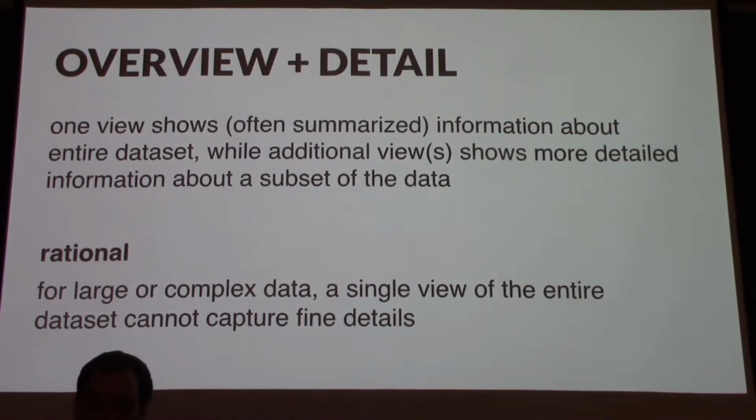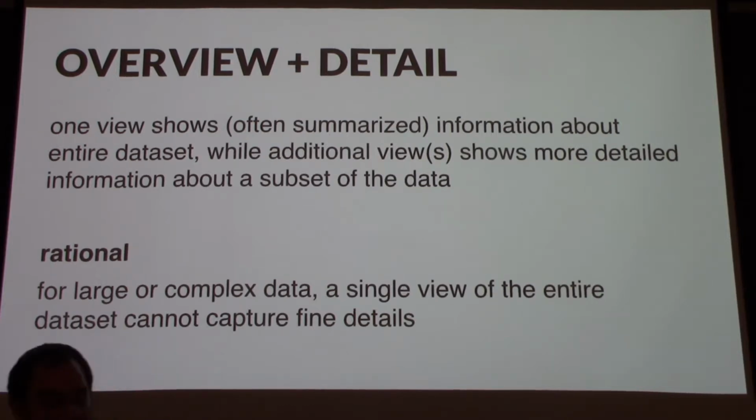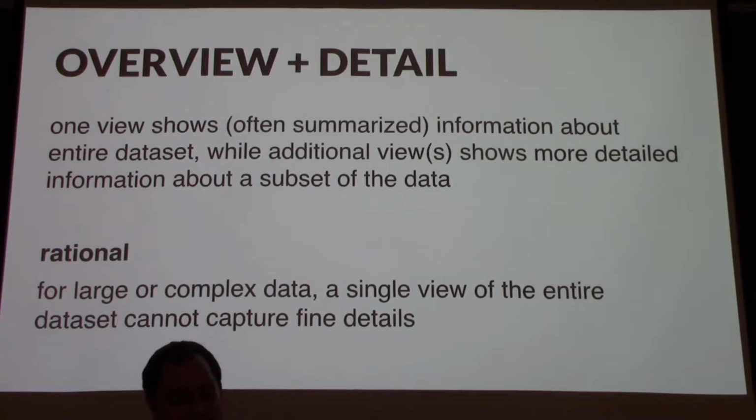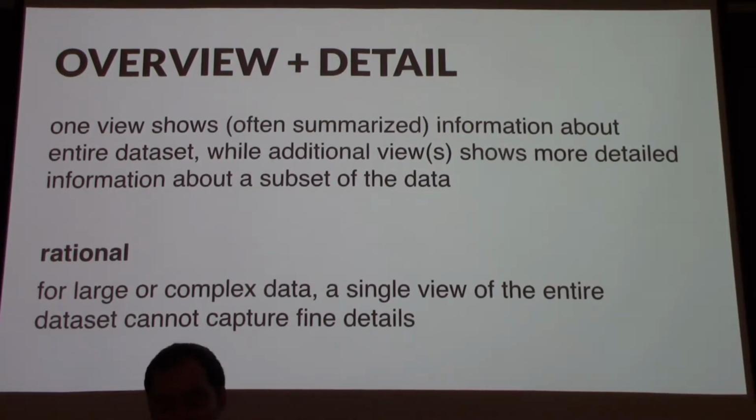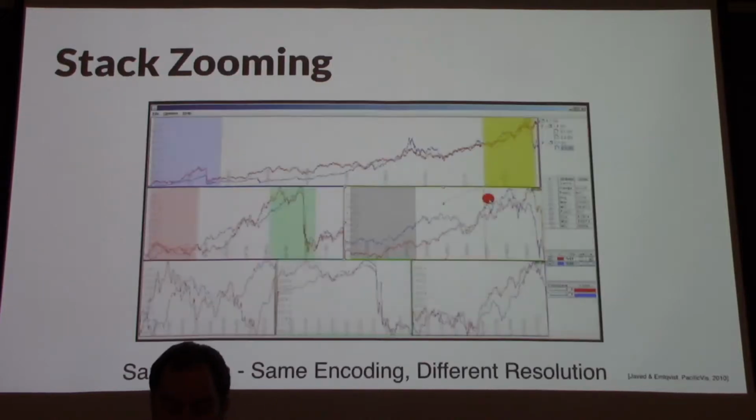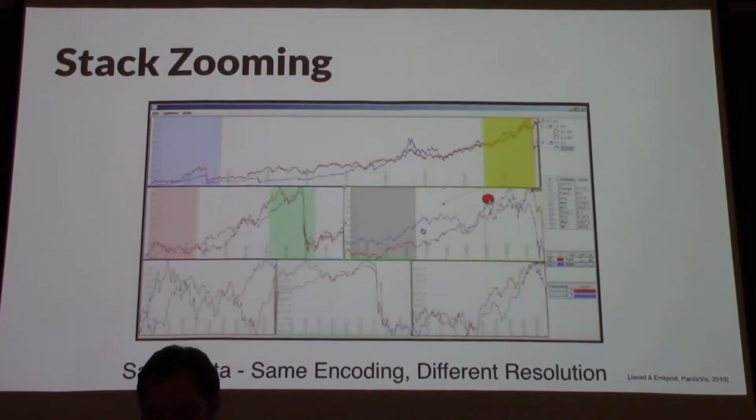A different concept is overview and detail, where one view shows summarized information about an entire data set, while an additional view shows more detailed information about a subset of the data. And of course, this is again focus and context. Overview and detail are kind of related to each other. The rationale is that for large and complex data, a single view of the entire data set cannot capture the fine details.